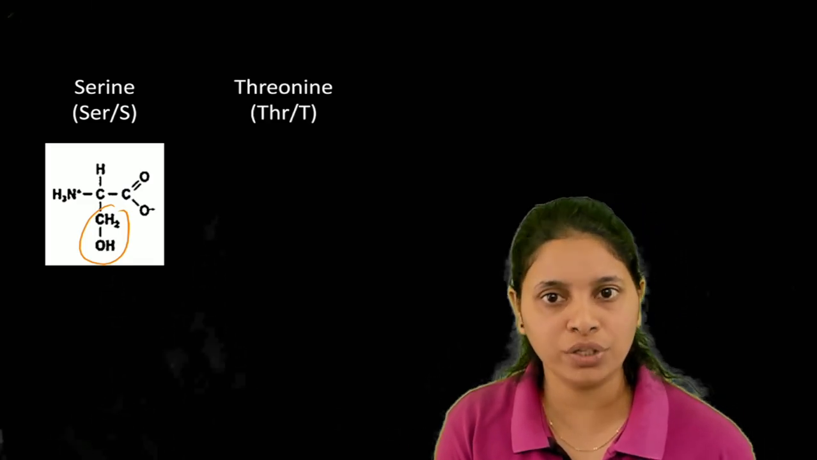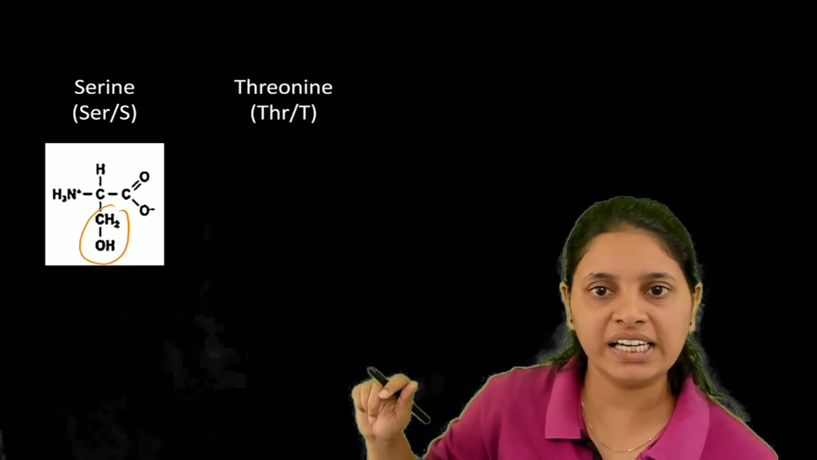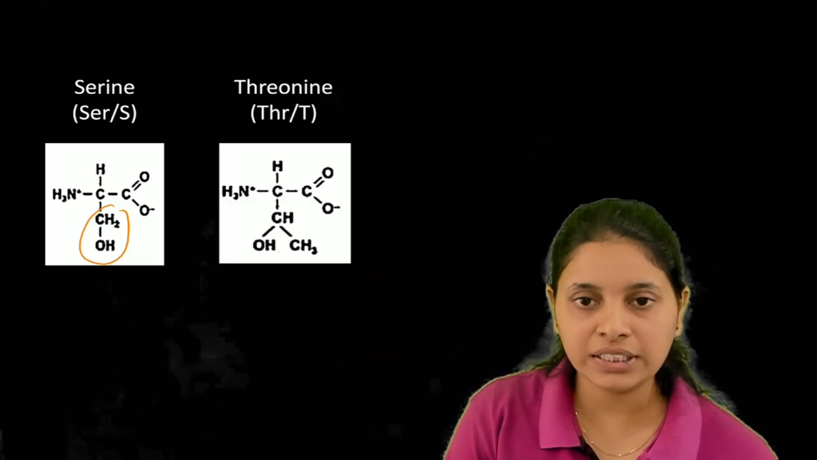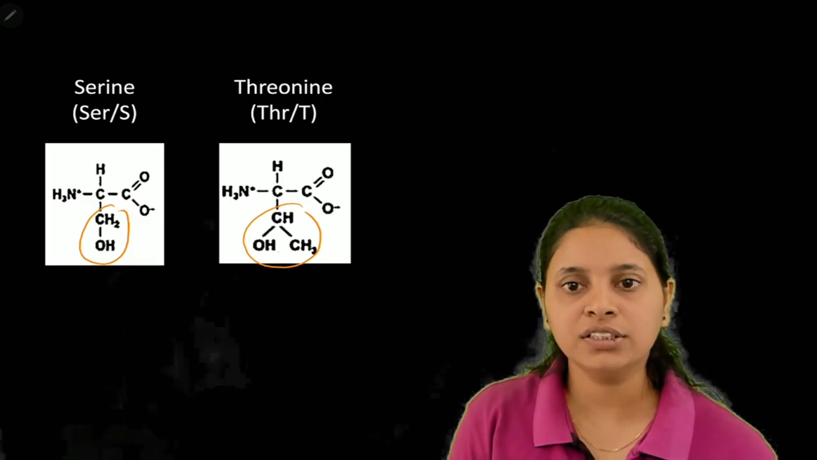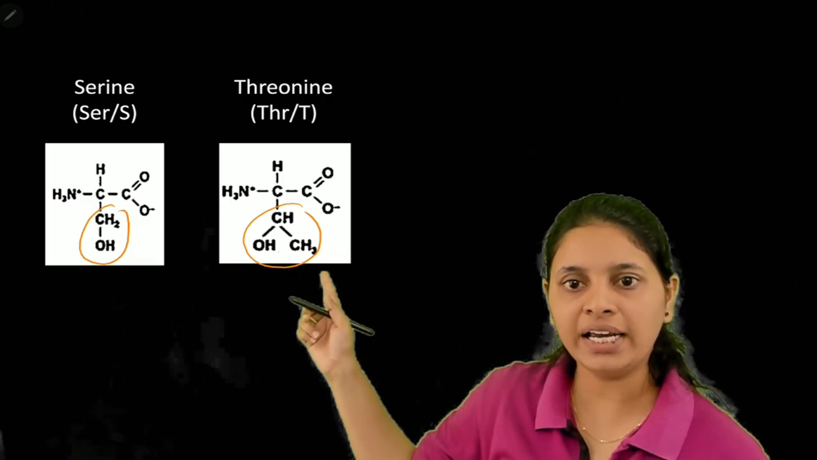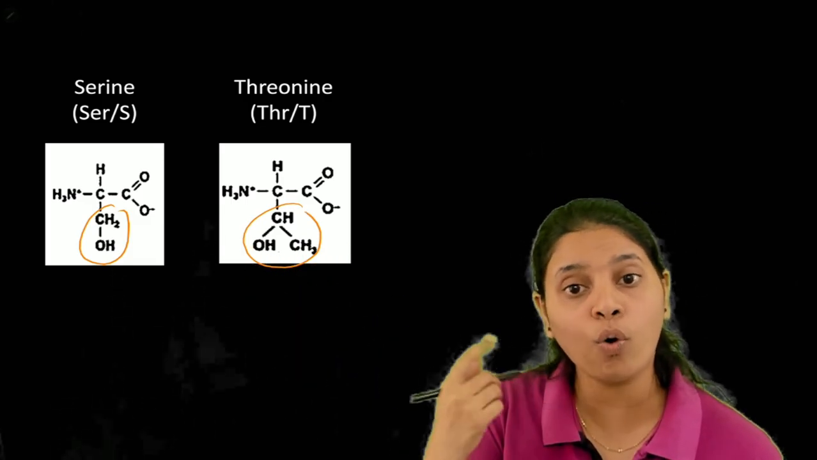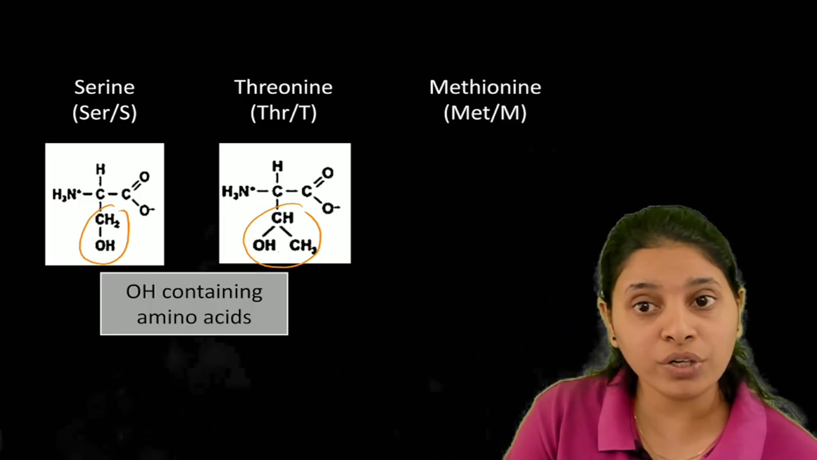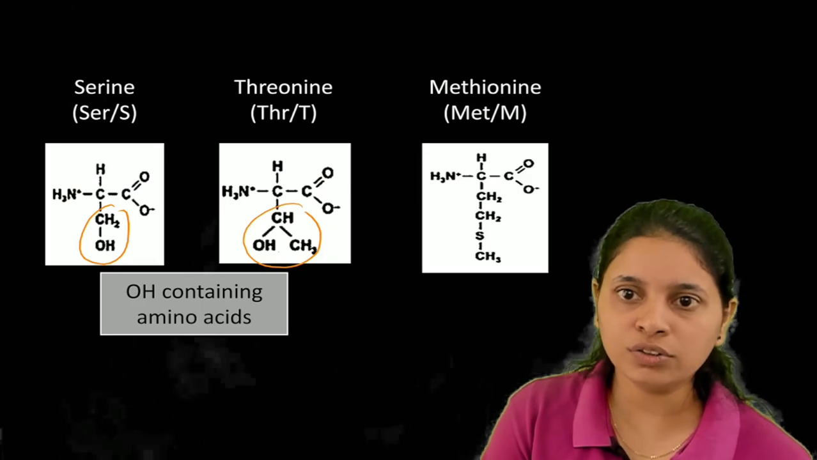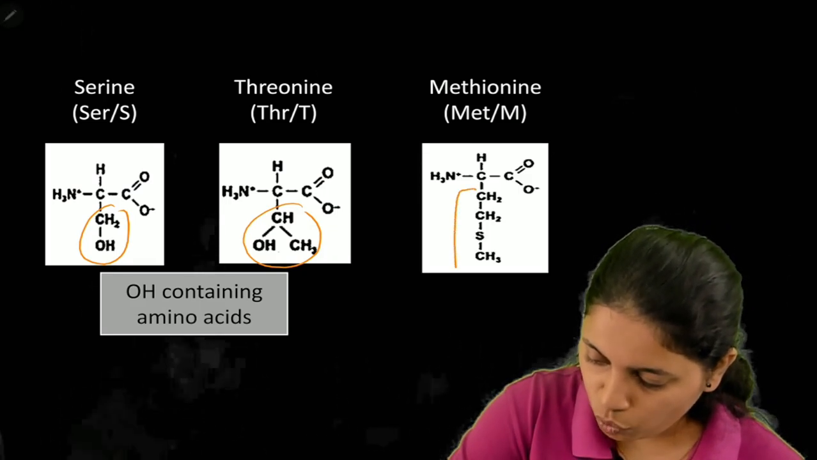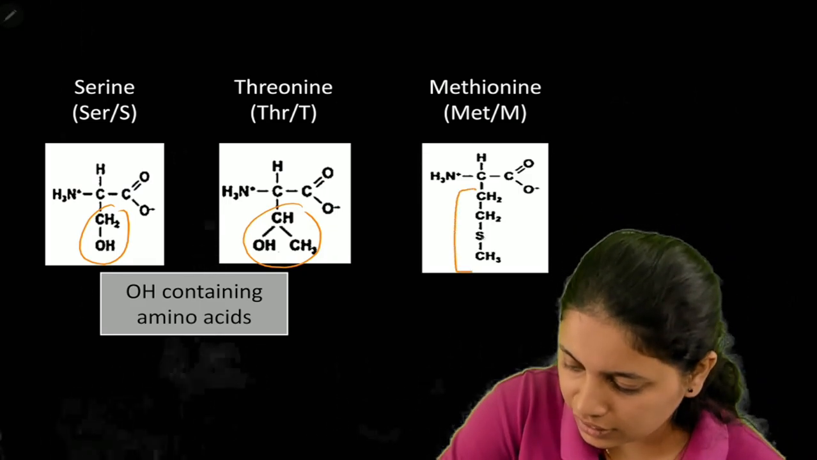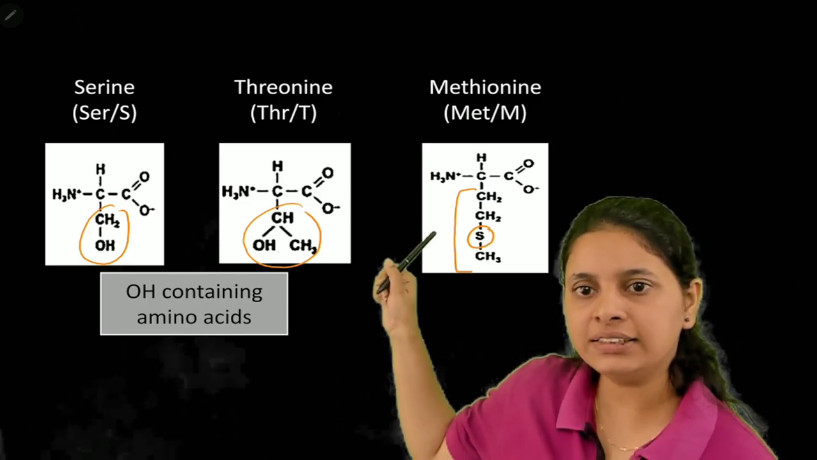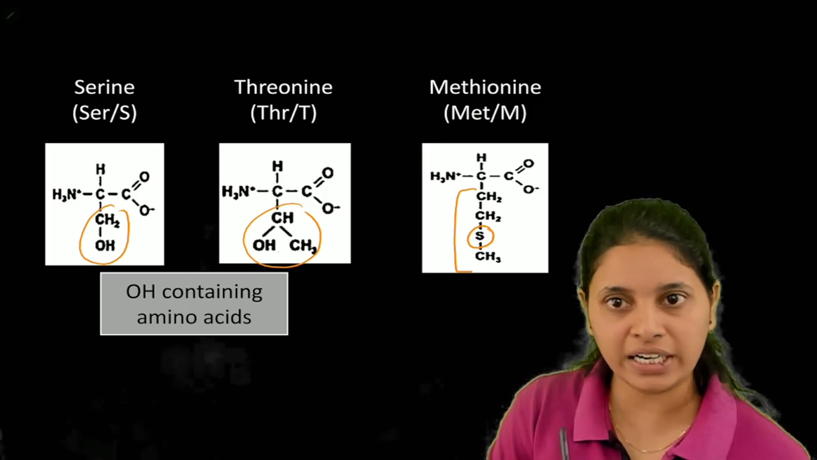Next, we have threonine. See the symbols THR and then single letter T. Here also you can see the side chain CH, and to it we have a methyl and the OH group attached. So these two are OH group containing amino acids, right? Next we have methionine. See the codes also. And one different thing which you can see here is this has sulfur, right? CH2, CH2, S, CH3. So this is a sulfur containing amino acid.